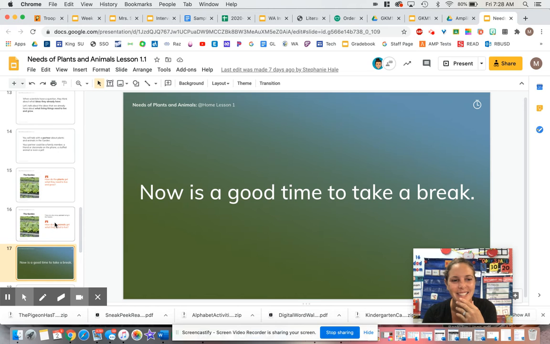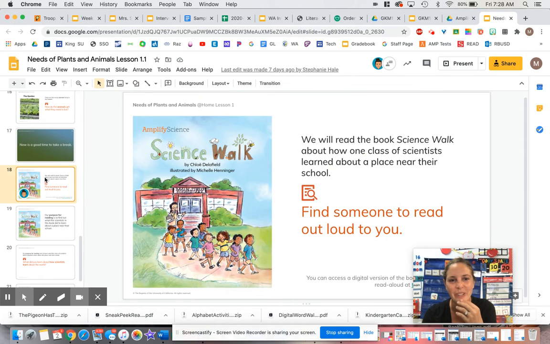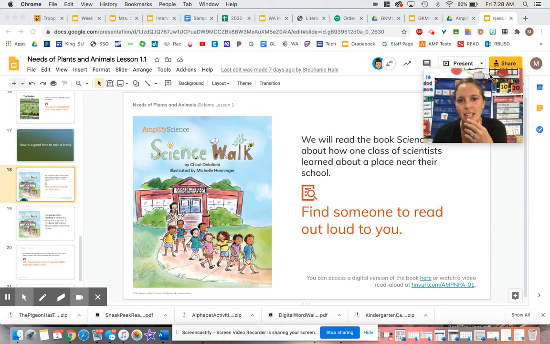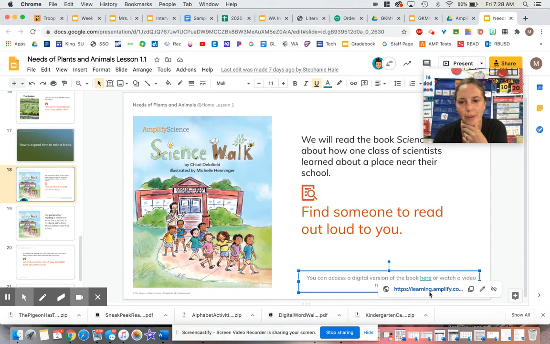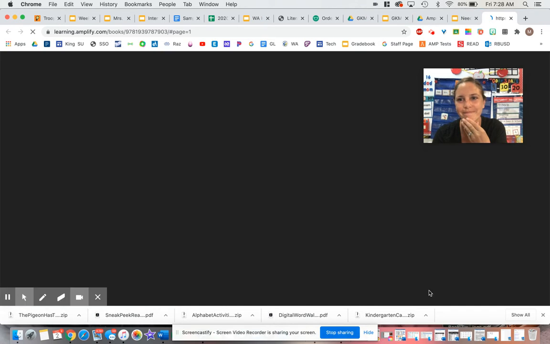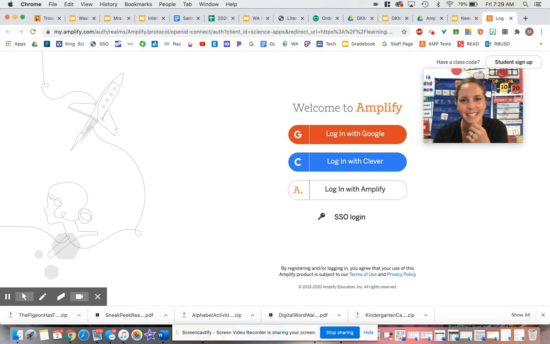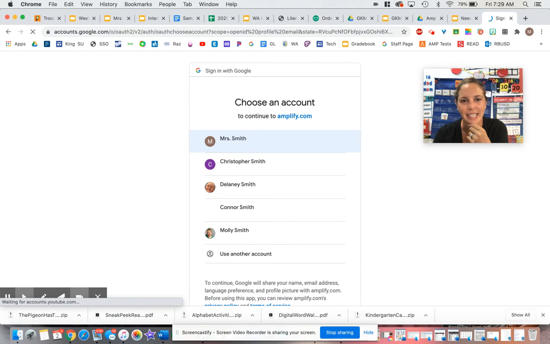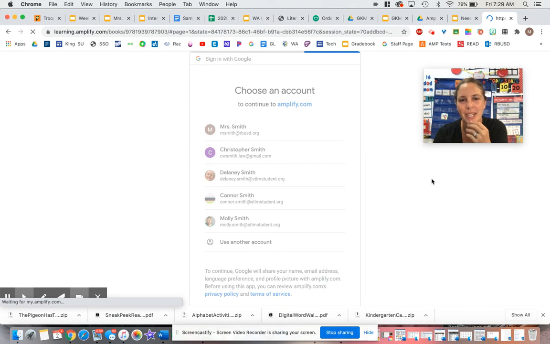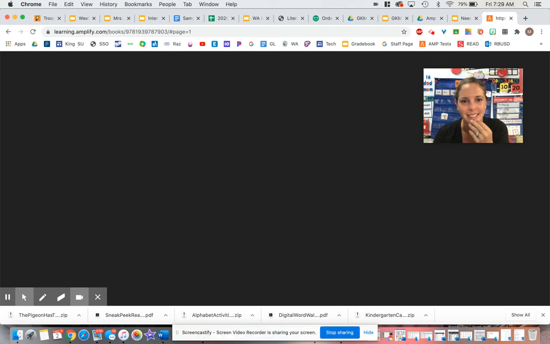All righty. So now we are going to read a story. This is called The Science Walk. It talks about how a class of scientists learned about a place near their school. So I'm going to click here so we can learn about this book. Let me sign in here so we can learn all about the Science Walk. Hopefully my book opens here.